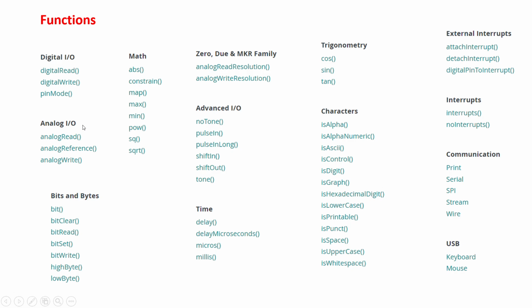Next, coming to analog input output, we have the analogRead function and the analogWrite function. The reference function we are not going to use anyhow. And coming to bits and bytes conversion and all, we are going to use only the bit function.